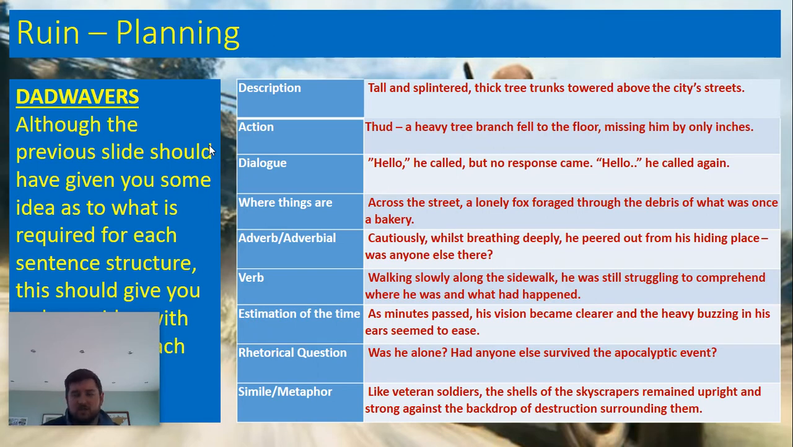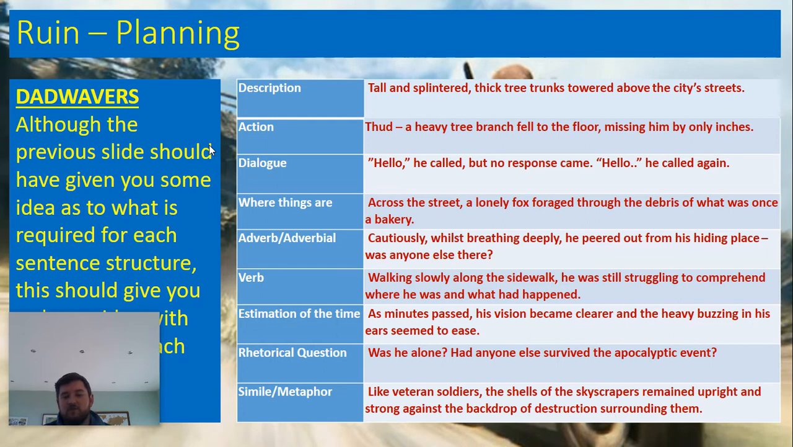Verb. So I suggested using an ing word, and that's exactly what I've done. Walking slowly along the sidewalk. He was still struggling to comprehend where he was and what had happened. Estimation of time, and again, it doesn't have to be anything specific. At 9:26, it doesn't have to be that specific. Just have a look at how I've done. As minutes passed, his vision became clearer, and the heavy buzzing in his ears seemed to ease.